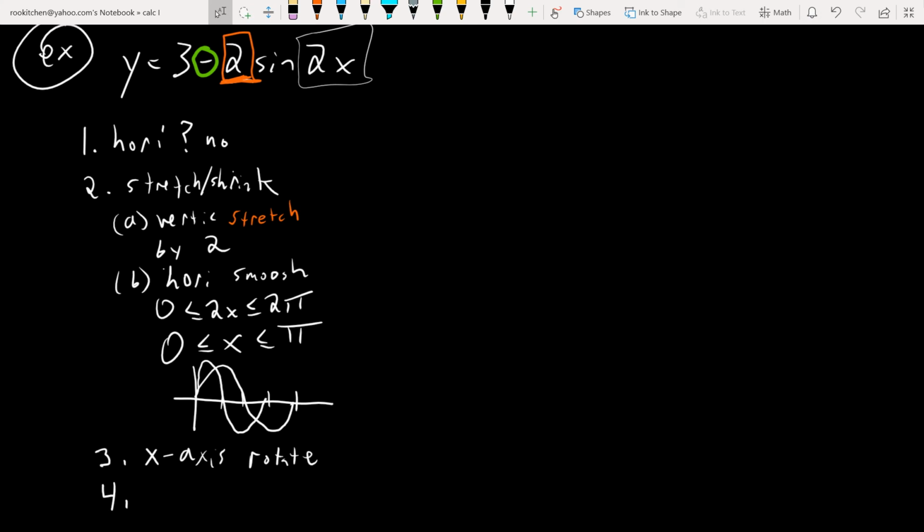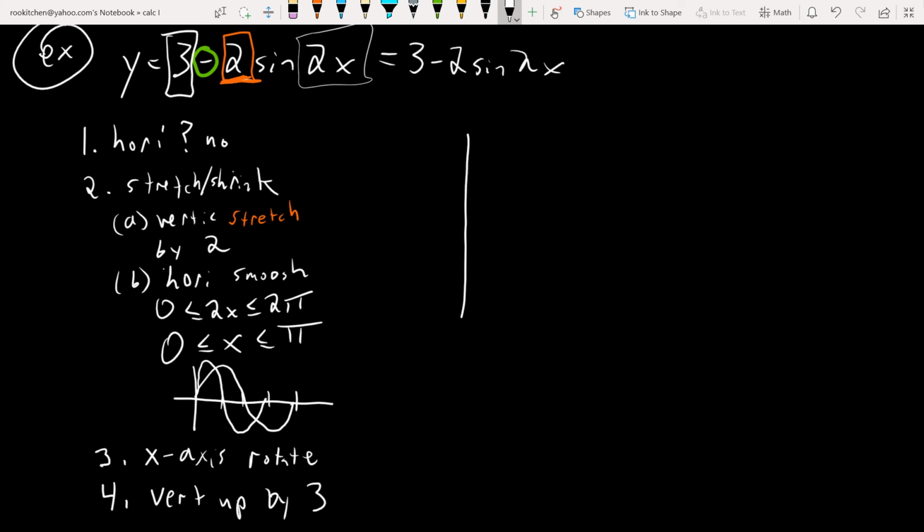And then finally, the plus 3, this last thing here, is going to shift it up. So vertical up by 3. Okay, and let me rewrite it because it looks pretty nasty right now: 3 minus 2 sine 2x. Okay, so let's graph that. Usually I split the period into 4 places. So 0 to pi, if I split that into 4, it's pi over 4. So my tick marks will be by pi over 4s.